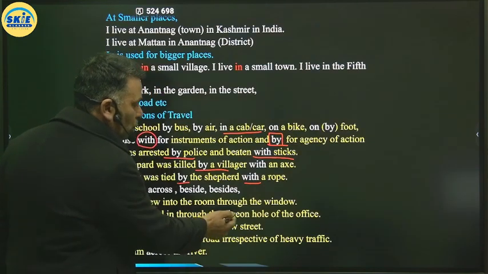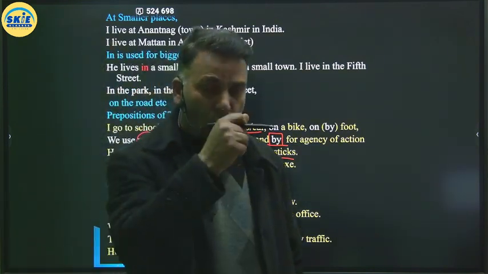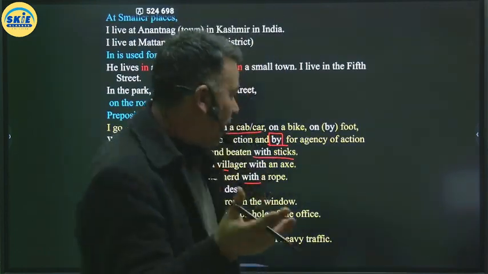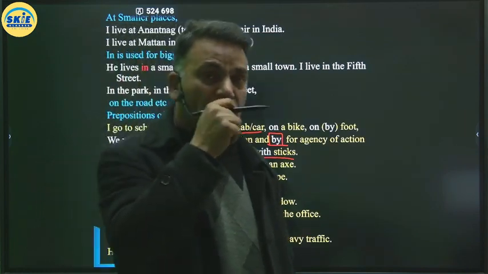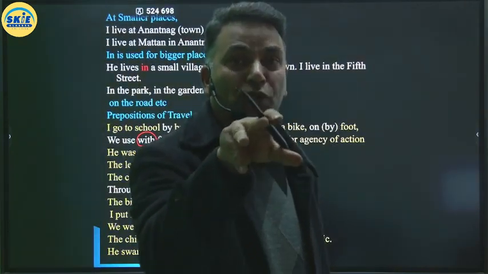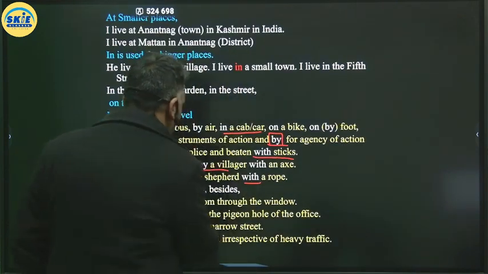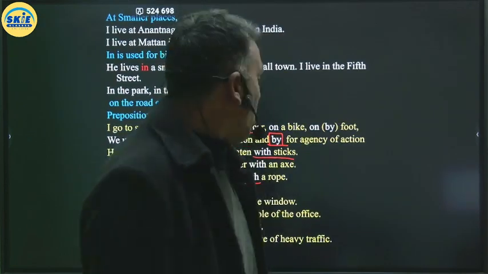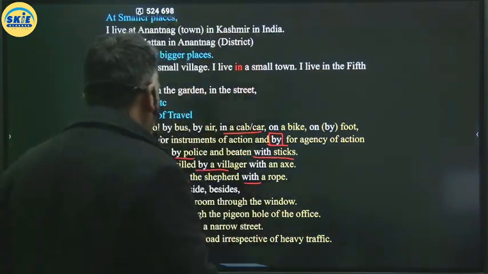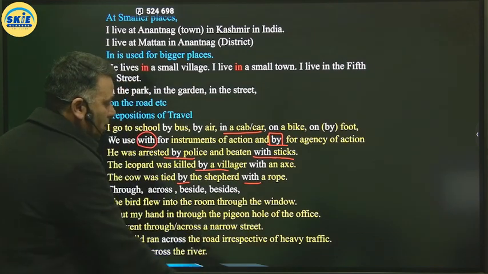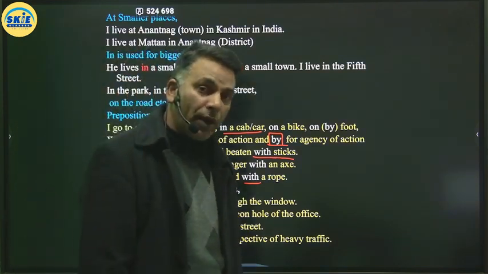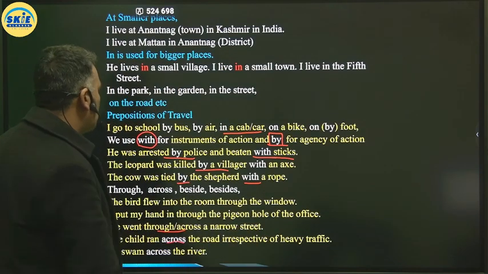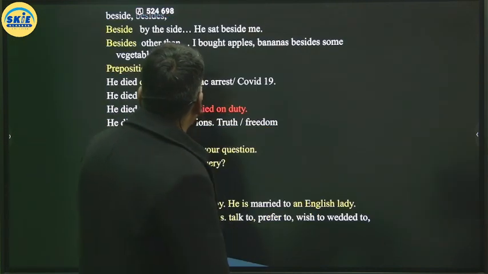I put my hand through the pigeonhole of the office. Pigeonhole of the bank, when you go to deposit your cash or to retrieve cash or to do things. You go to the office to submit your forms, your documents. You put your hand in through that small hole. That's called the pigeonhole. You put your hand there, right? We went through across a narrow street. You can use either here. We went through a narrow street, or we went across a narrow street, right? The child ran across the road irrespective of heavy traffic. Again, you can understand this across here and through also. So these are different things.